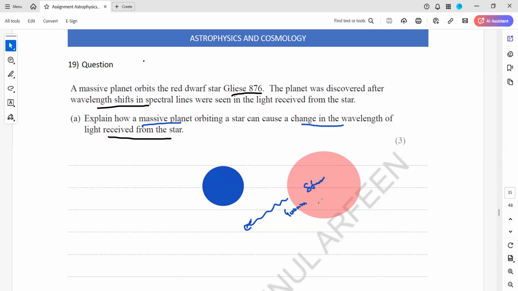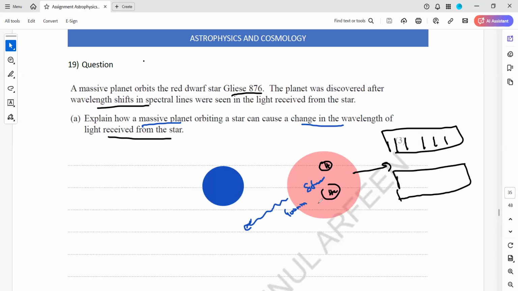how do we know the actual wavelength? Because every element has a unique spectral line. We know that most of the matter present in the star is hydrogen and helium. So we have the line spectrum of the star, and we compare the line spectrum received from the star with the one in the lab.